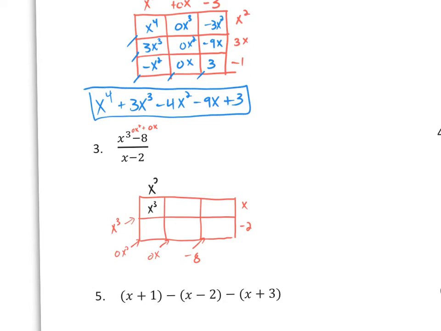So I got x to the power of 2. I can fill down: x squared times negative 2 is negative 2x squared. In order to get 0, this has got to be a 2x squared, because 2x squared minus 2x squared is 0x squared, which makes this have to be a 2x. Then I get negative 4x. This has got to be a positive 4x because my diagonal has to be 0. Makes this a 4. And here's my checkbox: that negative 8, which is beautiful. So my answer to this problem is x squared plus 2x plus 4.